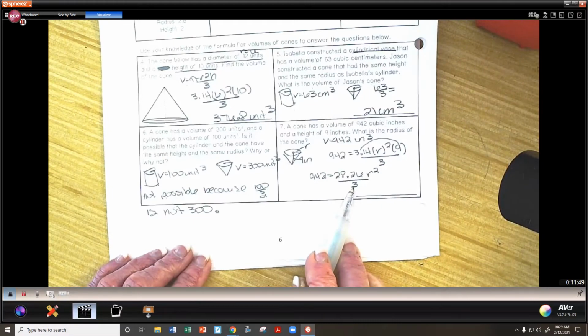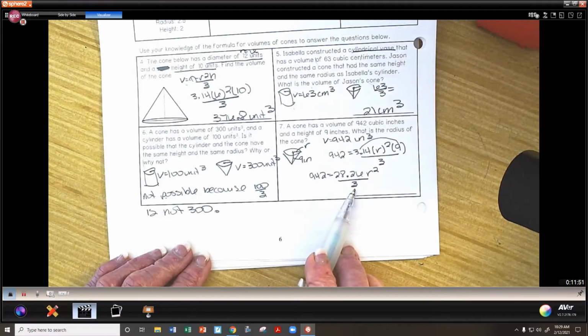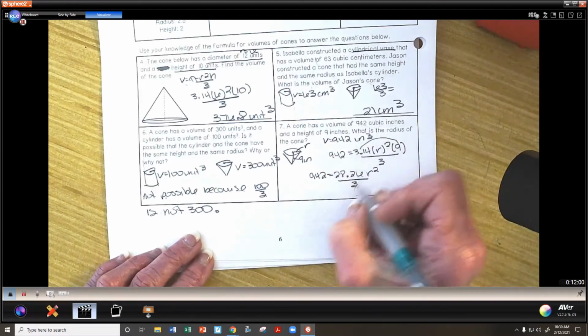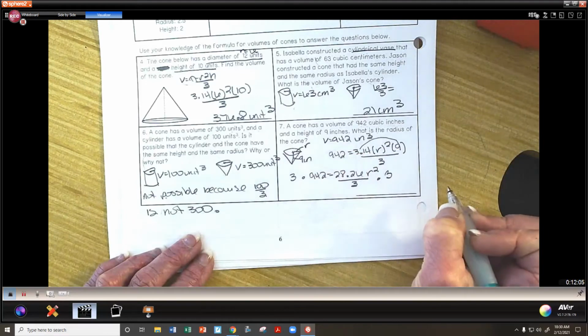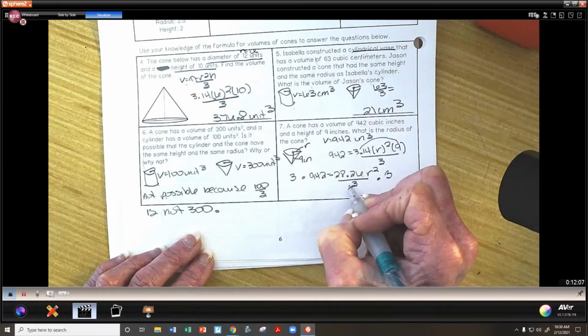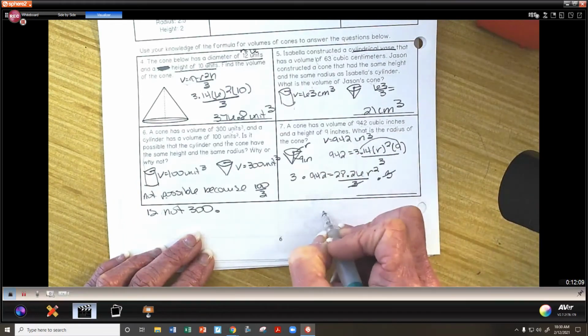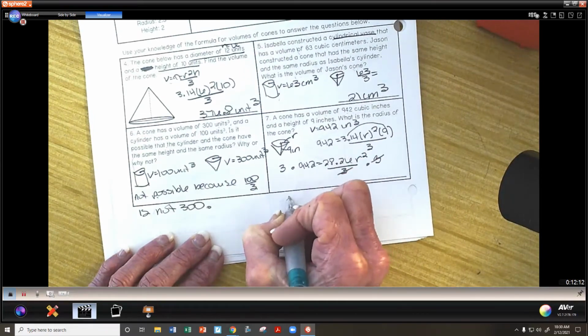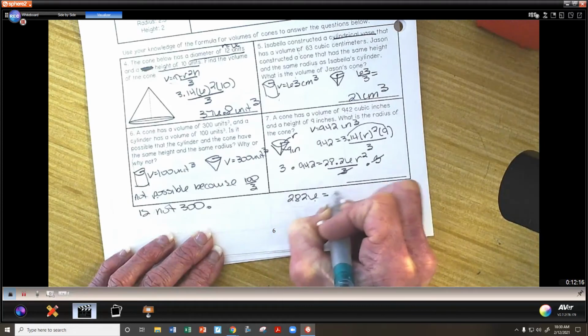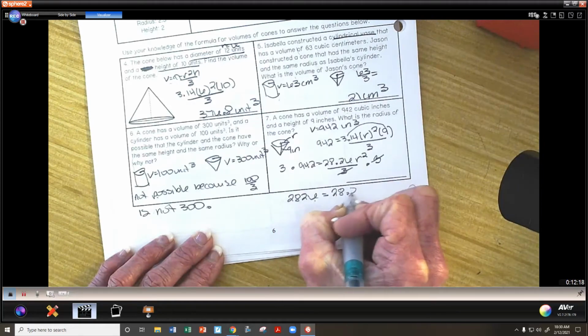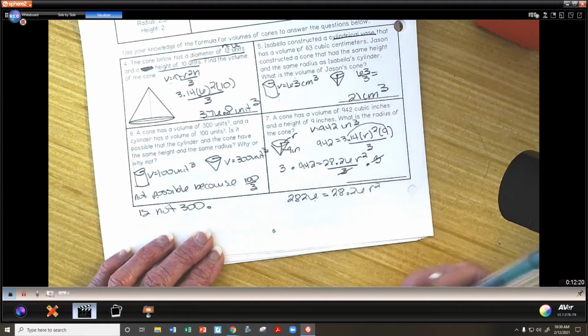Now our problem is we need to get rid of this 3 and it's being divided, right? So what's the opposite of division? Well, that would be multiplication. And what you do to one side of an equation, you have to do to the other. So if I multiply this side by 3, I have to multiply that by 3. Those two will cancel. So when I multiply those, 2,826, and that is 28.26 radius squared.